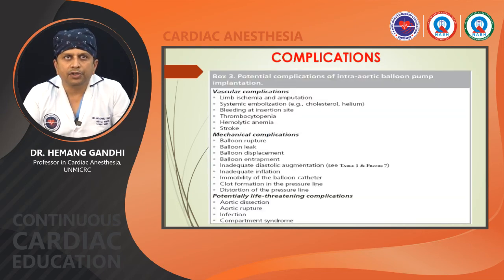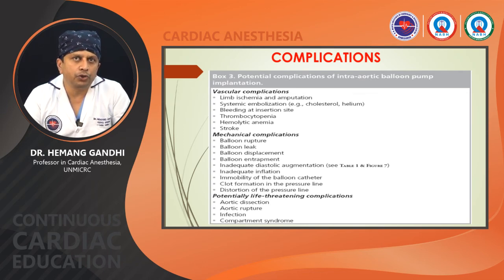IABP has some complications, especially vascular complications, mechanical complications, and some life-threatening complications. Vascular complications are limb ischemia, and sometimes this leads to the requirement of embolectomy, or amputation. Systemic embolization due to rupture of the balloon may be there. Bleeding at the insertion site, thrombocytopenia, hemolytic anemia, and stroke also occur with IABP insertion.